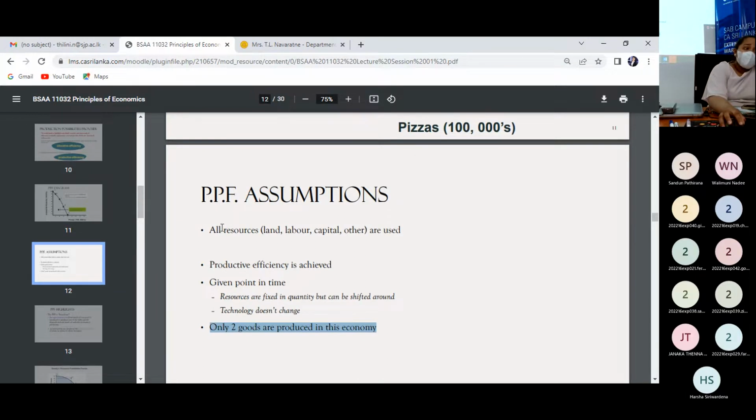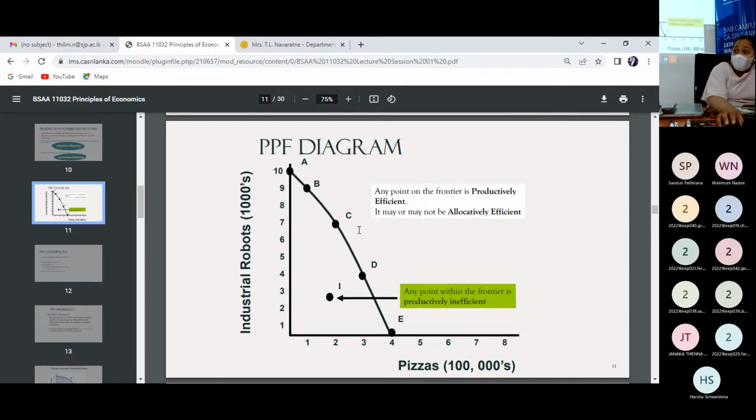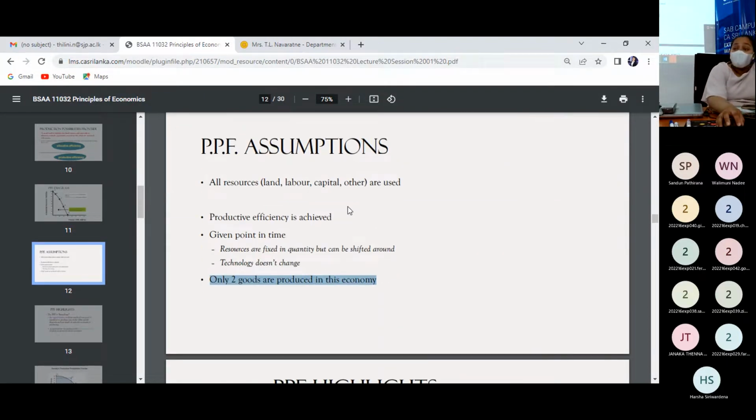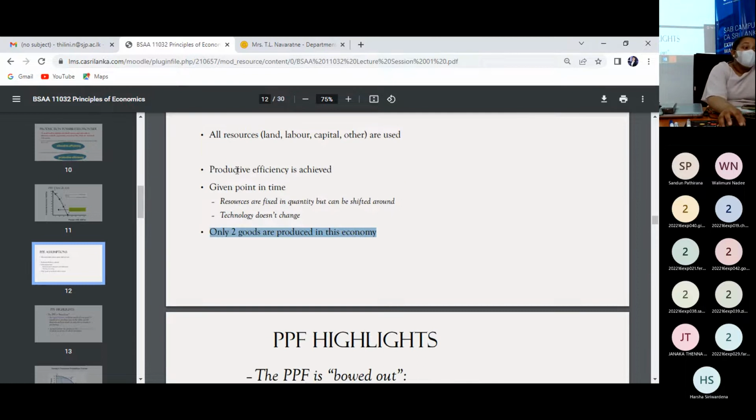Then, all resources, land, labor, capital, entrepreneurship, or any other resources that we use, we assume are used to produce these 2 goods. Okay? That is also in normal context. That's not the case. We don't only produce pizzas and robots with all resources existing. But here we assume. We say we are trying to achieve productive efficiency in the PPF.